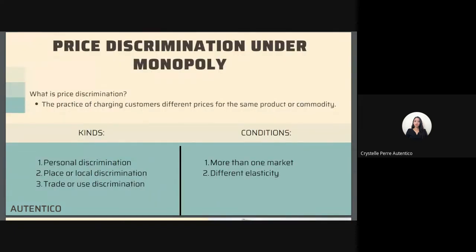Now, in monopoly, firms can also engage in a practice called price discrimination. Price discrimination is the practice of charging customers different prices for exactly the same product or commodity. In here, monopolists sell products at different prices to different buyers. But why do monopolists practice price discrimination? The reason is that monopolists want to earn the most revenue possible from each customer. So in short, this is their way to increase revenue.